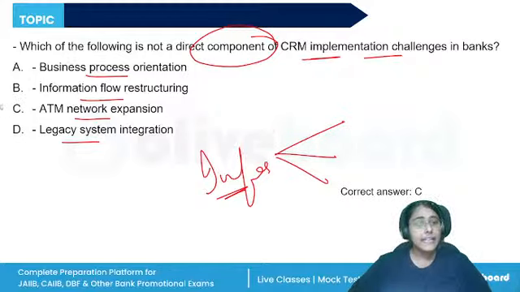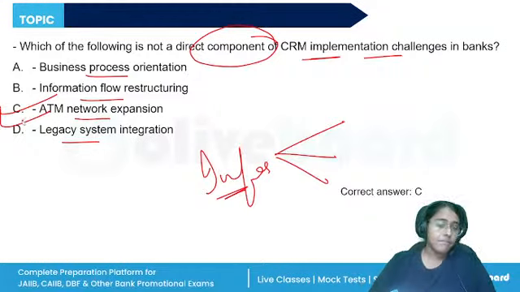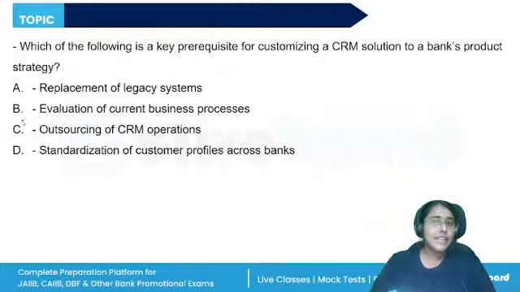So, ATM network expansion will not be a direct component. ATM network expansion can come under the decision information system, right, where we can decide which physical location should be selected for more ATM establishment.